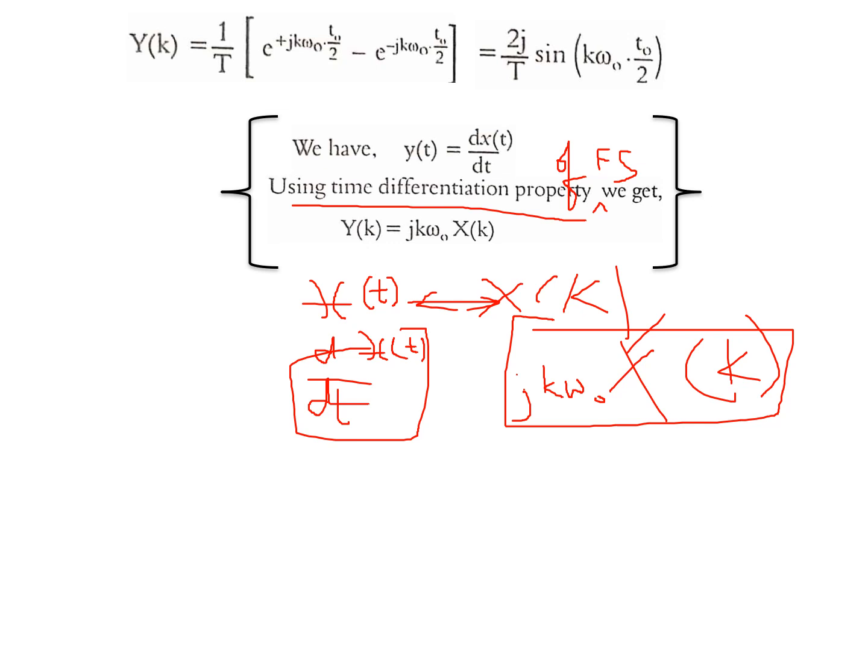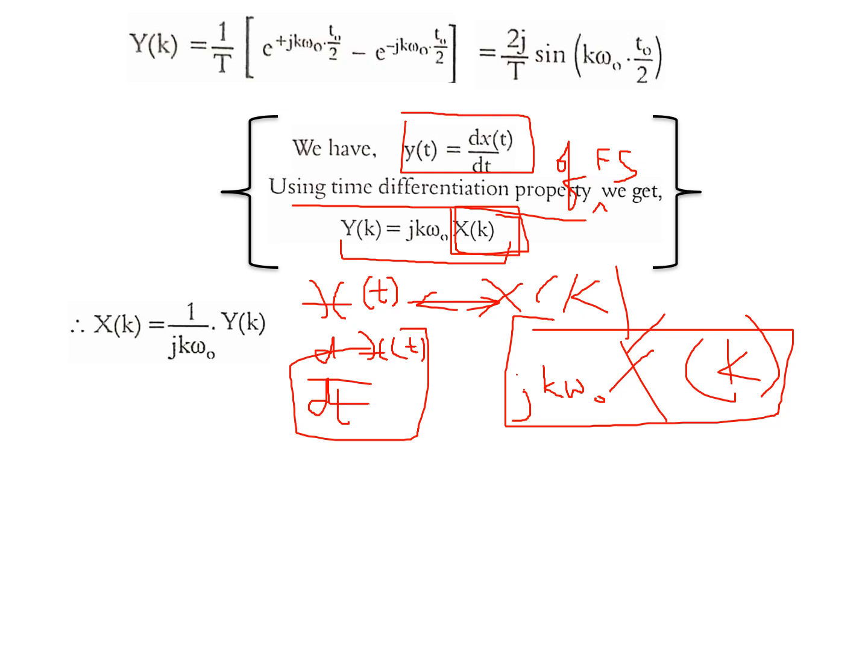Now I am letting y of t be equal to d by dt of x of t. Therefore y of k, if I find the Fourier series of this expression, is equal to j k omega naught x of k. Now my aim is to find x of k, isn't it? So x of k is this.